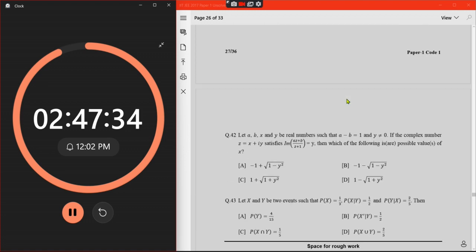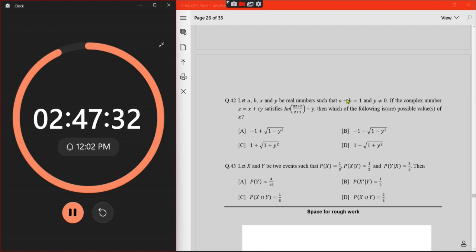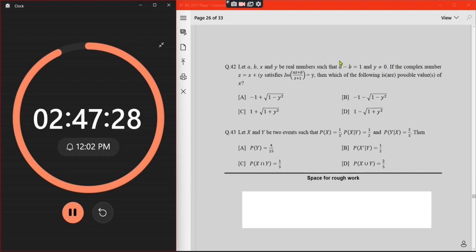Next, 42. Let x, y be real numbers such that a minus b equals 1 and y is not equal to 0. If a complex number z satisfies this condition, then what are the possible values of x? Where is x? x, y are real numbers such that this happens in complex numbers. Okay, imaginary part of (az plus b) upon (z plus 1) is equal to y. Interesting. So the question is what are the possible values of x.